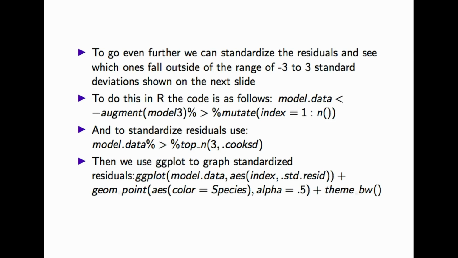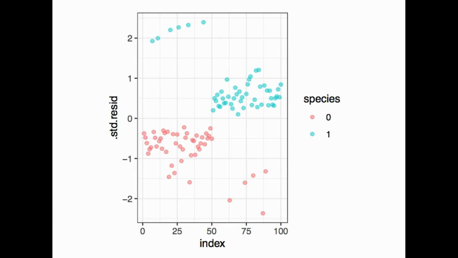To go even further than using Cook's distance, we can standardize the residuals and see which ones fall outside of the range of -3 to 3 standard deviations shown on the next slide. To do this in R, it is coded as follows. Here is shown the standardized residuals plotted for each individual point and by species. So we can see that none of the residuals fall outside of the -3 to 3 range. So this means that our model fits soundly.